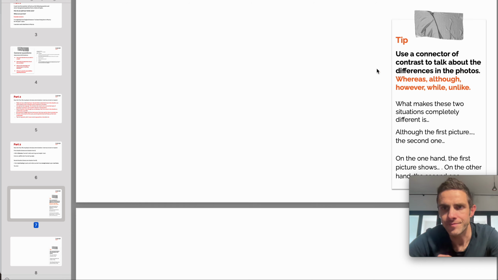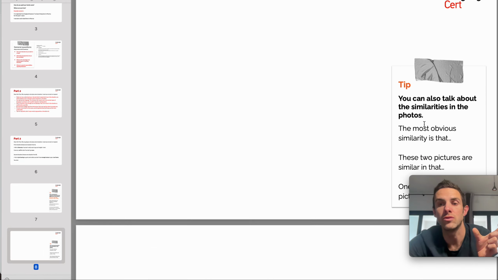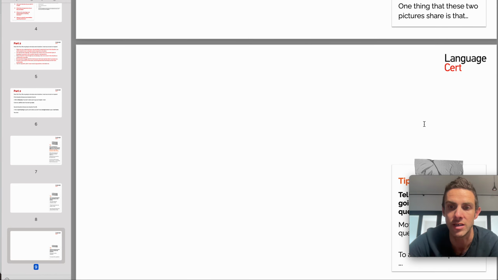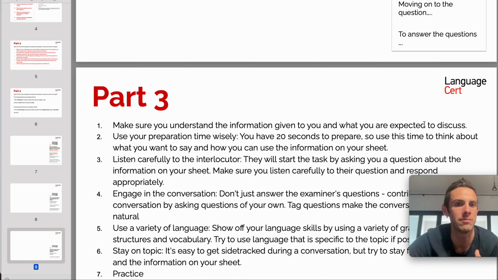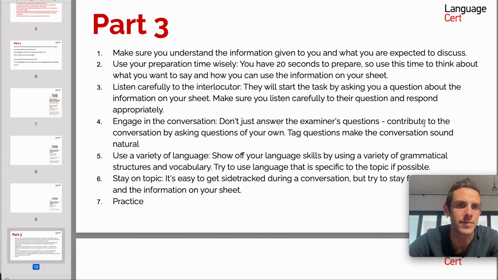A tip here is to use connectors of contrast to talk about different things and to join your ideas together. All right, connectors are really important in the speaking exam and the writing exam, but in the speaking as well. Okay, let's move on to part 3.